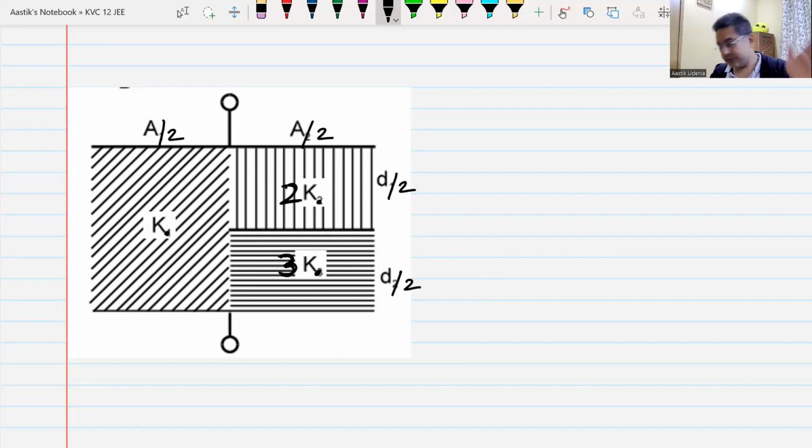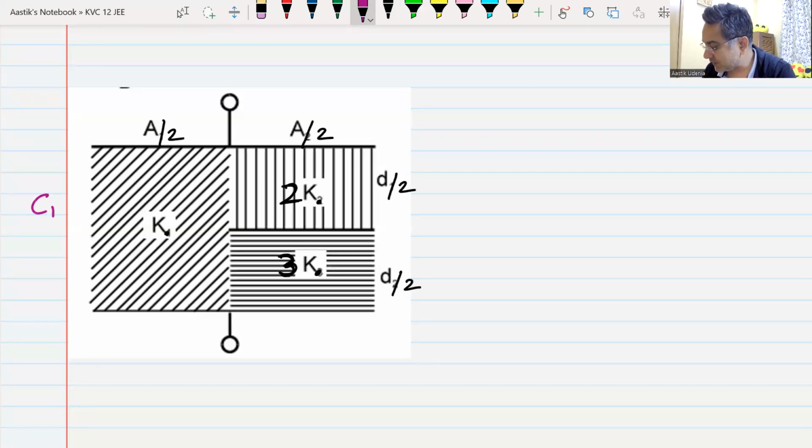A by 2 is filled up with a dielectric of dielectric constant K. Then one half of the A2 is filled with 2K. The other half of A2 is filled with 3K. You have to tell me the effective capacitance in this case, and I'll give you 2 minutes to do that. Let me know once you are done. So let us go on and solve this.